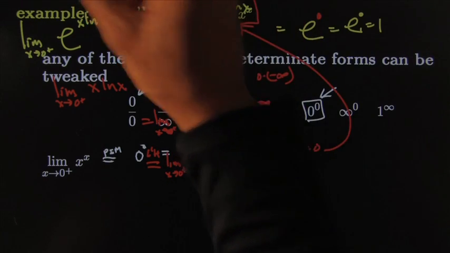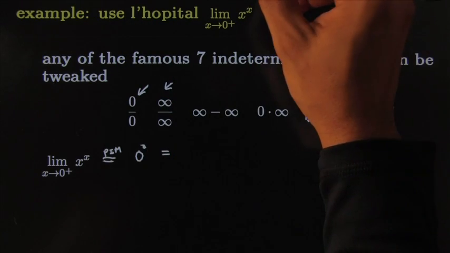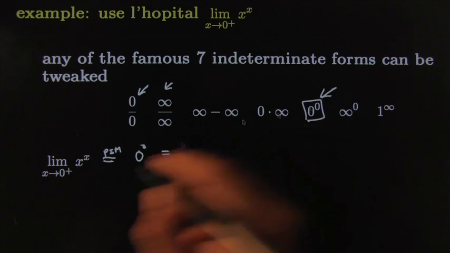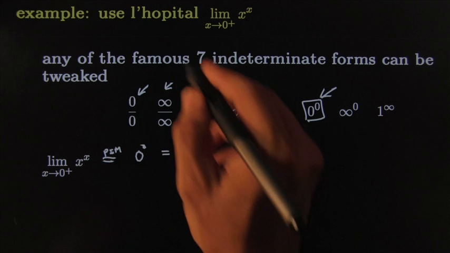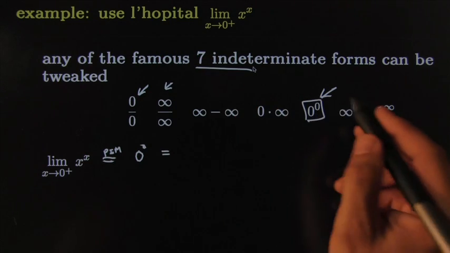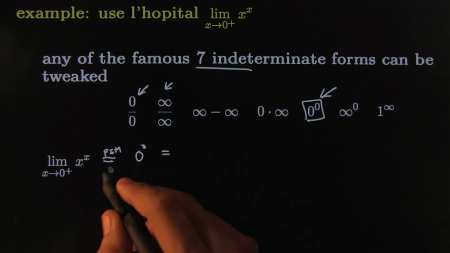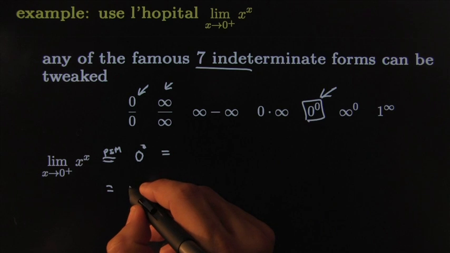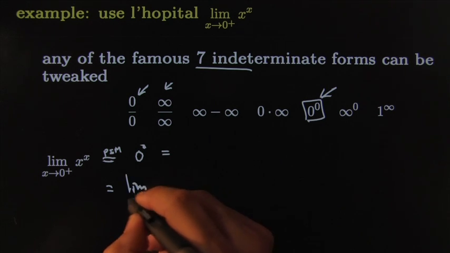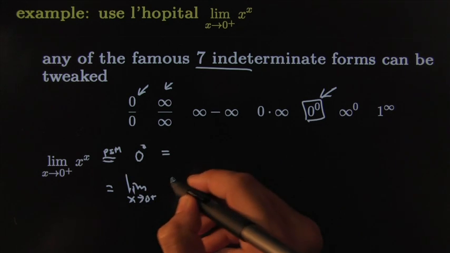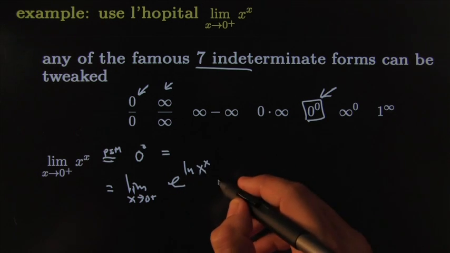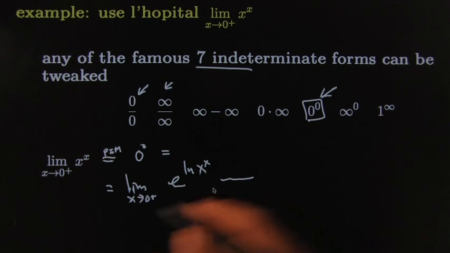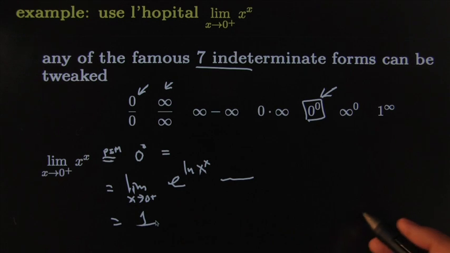Go back to this and you see that x to the x, again, the promise was that you could always tweak it to be one of the indeterminate forms. So that's in fact what we did here. We wrote it as the limit as x goes to 0 from the positive side of e to the ln of x to the x, and the rest is history. We just did that, and that becomes 1. Okay, nice, huh? I told you.